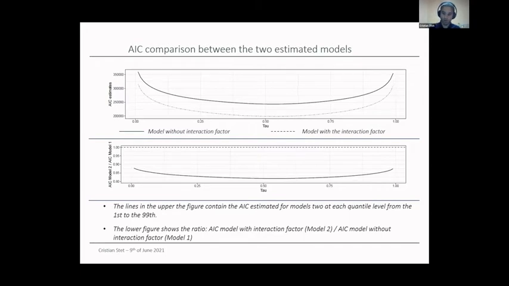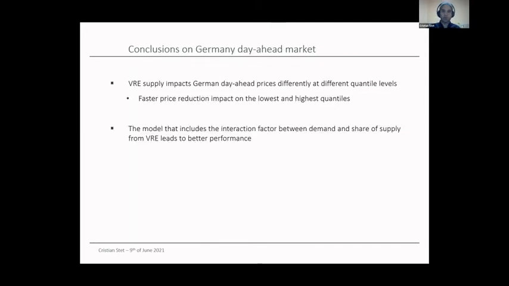power of the model. So what we learned from this study on the German market is that renewables are decreasing power prices, but they are not decreasing them at a constant level.